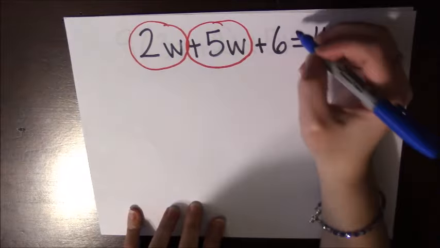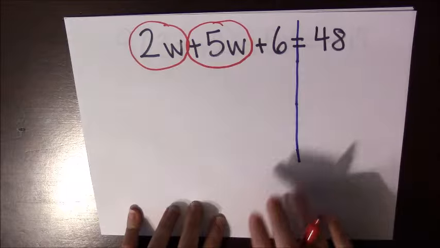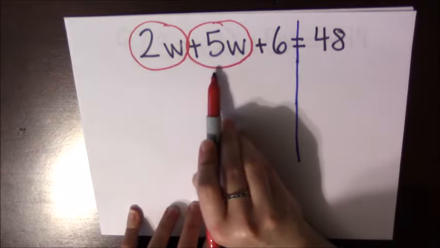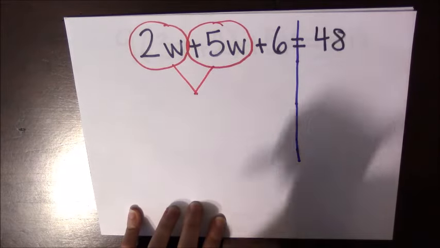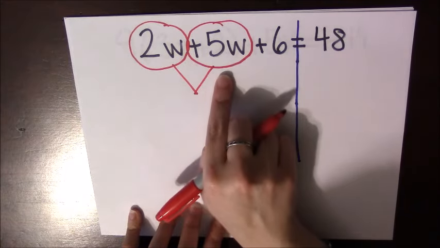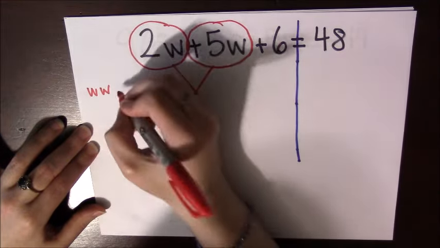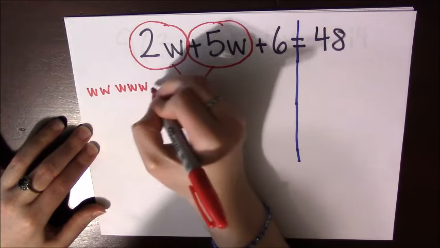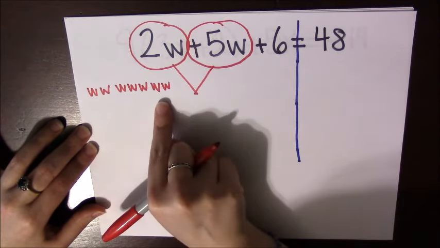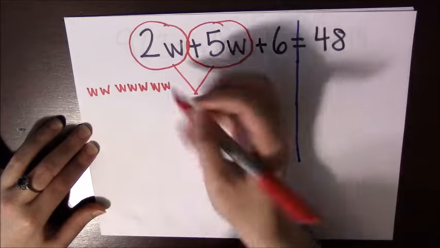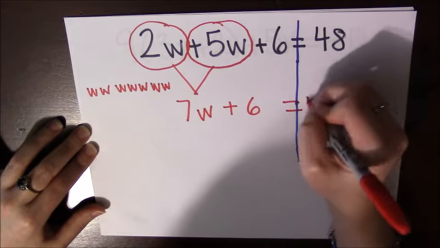can draw my river. Again, we're talking about combining like terms. Look, we have two terms that are both circled, so that means they can be combined or put together. 2w plus 5w is kind of like saying 2 w's plus another 5 w's. How much are those altogether? So we have 2 plus 5 is altogether 7w. So 7w plus 6 equals 48.